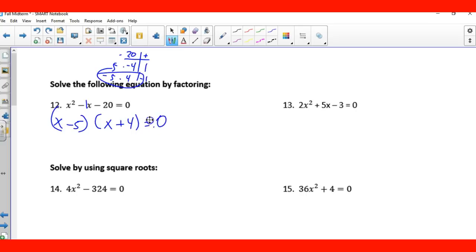Now, because this is equal to 0 and it tells you right here solve, we're going to set each factor equal to 0 and solve it. Plus 5 on both sides, you get x equals 5. Over here, subtract 4 on both sides. There we go. X equals 5, x equals negative 4.